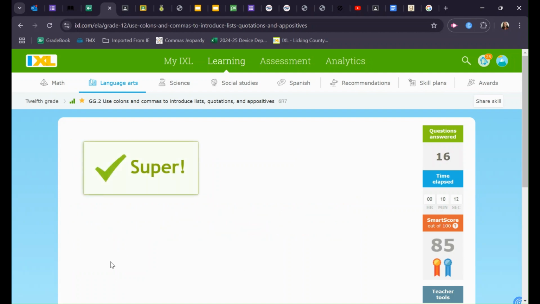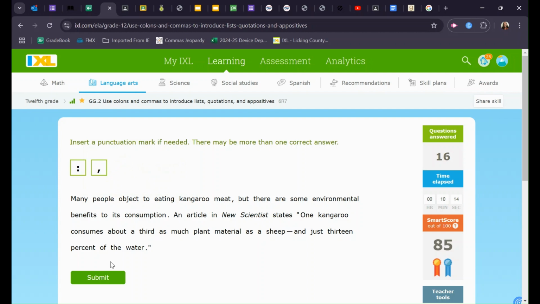Let's do, I don't know, one more. Many people object to eating kangaroo meat. But there are some environmental benefits to its consumption. An article in New Scientist states, "One kangaroo consumes about a third as much plant material as a sheep, and just 13% of the water." Okay, so I've got a variation of so-and-so states. I'd like to use a comma. Again, that's just that dialogue lead-in there. And I think we'll stop right here.